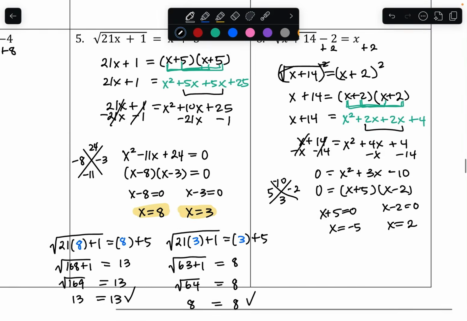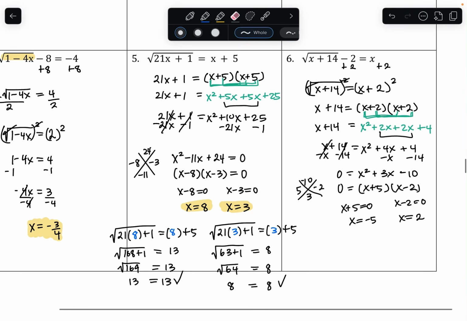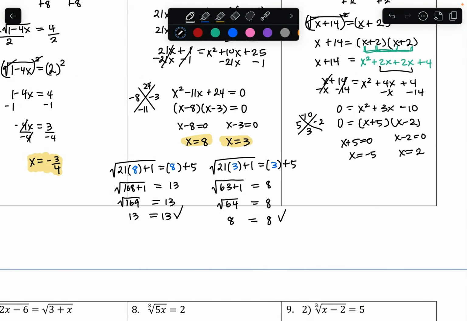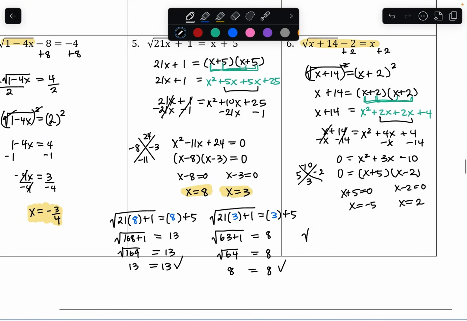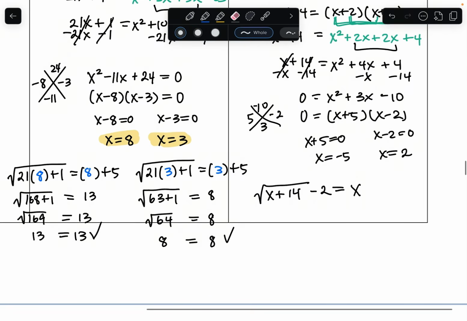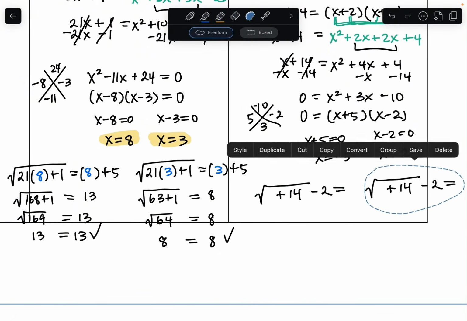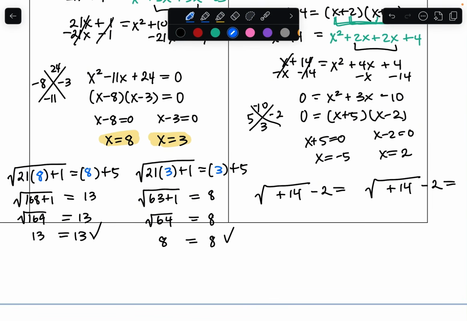These are the most tedious to solve. You can go back to the equation where we isolated the square root, or you can go back to the original equation. I'll just go back to the original one. Write that down twice because you're going to plug in both. So that's square root of x plus 14, and then minus 2 equals x. And so we are going to substitute the x with a value. In the first case, we're plugging in the negative 5.